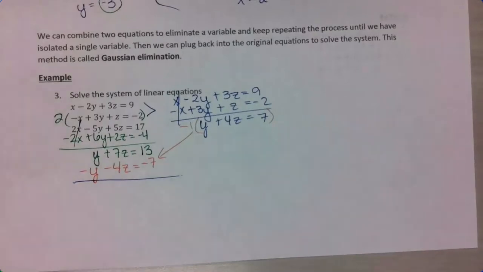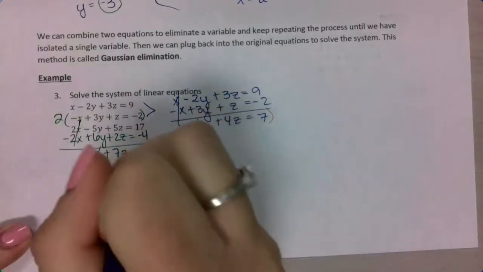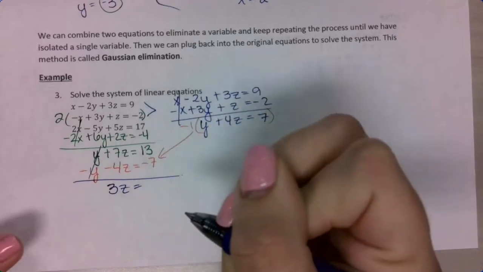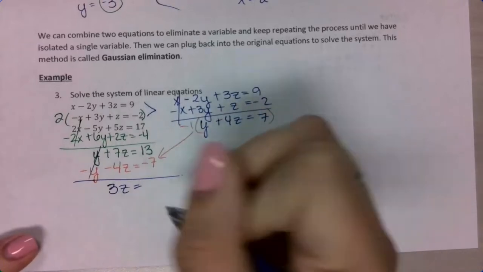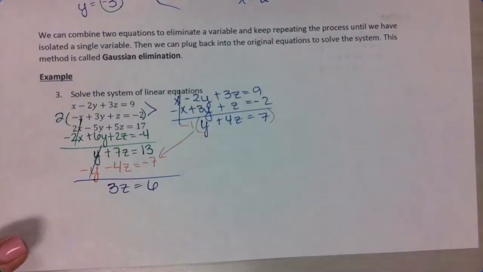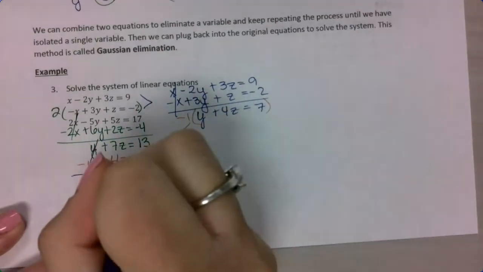I get my y's canceling out. 7z minus 4z gets me 3z. 13 minus 7 gets me 6. Then I just want to go ahead and divide both sides by 3. So this gets me z equals 2.